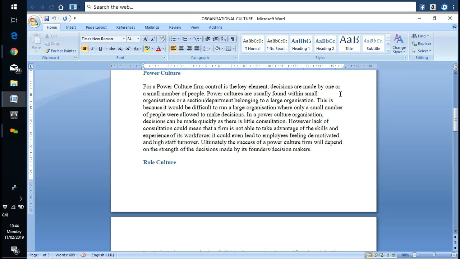Another example is I'm delivering this unit to yourself. Once this unit's complete, you'll move on to one of the other tutors, and you'll gain experience of different tutor styles and how they operate as well, which gives you further information of how businesses run and how they operate. Ultimately, the success of a power culture will depend on the strength of the decisions made. And this is what I've said before. I find that when you've got a power culture, it's a sort of, well, that's it, get it done, take it or leave it, and it doesn't actually work too well.